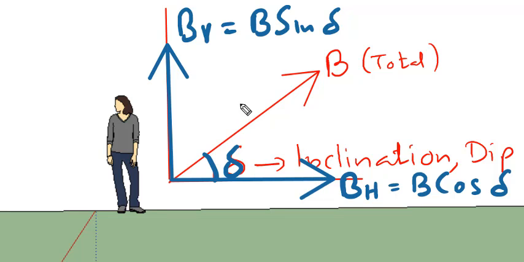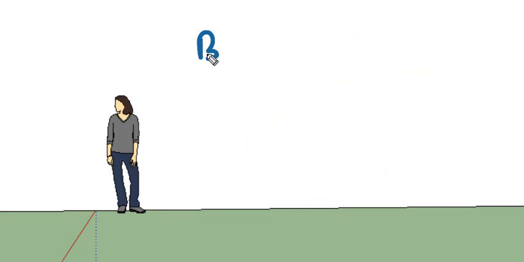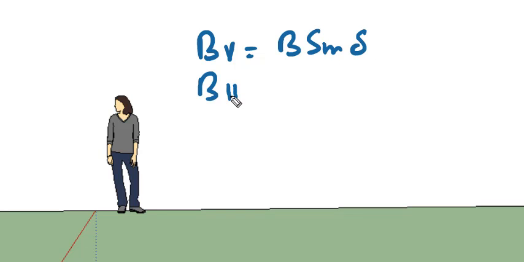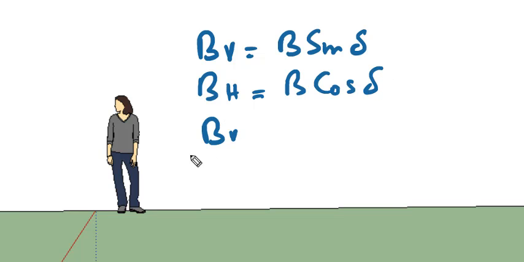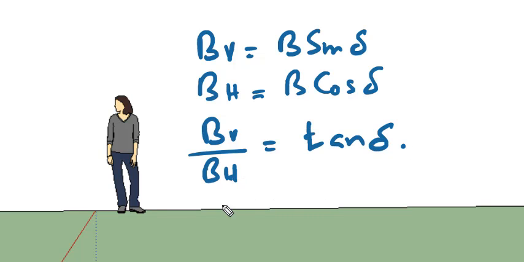So how to find delta if you are given the components? If you are given the components, delta can be calculated using the tangent law. Because we know if you divide BV by BH, you are getting tan delta. BV by BH is tan delta. So I'll write that here. BV equal to B sin delta. BH is equal to B cos delta. So if you divide BV by BH, you are going to get tan delta. This is called tangent law.